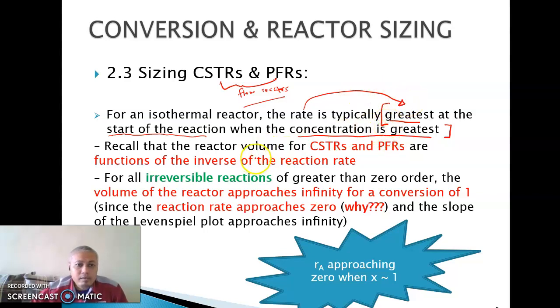So we can recall that the reactor volume for CSTR and PFR are a function of the inverse of the reaction rate. Why? Because we are going to look at the graph after this, the Levenspiel plot. For all irreversible reactions of greater than 0 order, the volume of the reactor approaches infinity for conversion of 1, since the reaction rate approaches 0, and the slope of the Levenspiel plot approaches infinity. In other words, negative Ra approaches 0 when X approaches 1. So we will look at the graph to have better understanding.